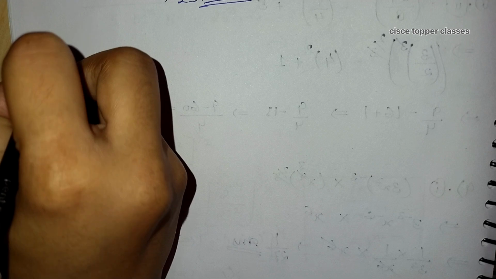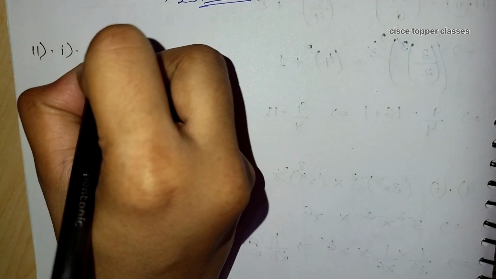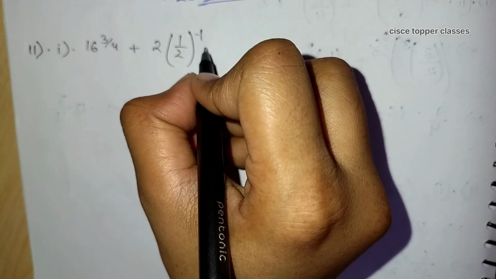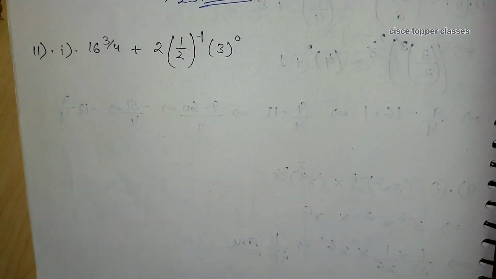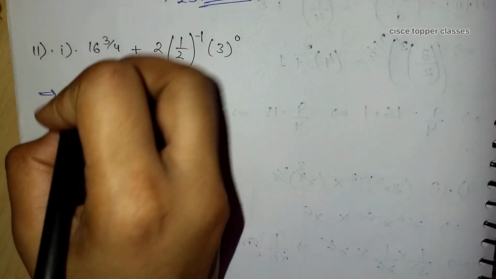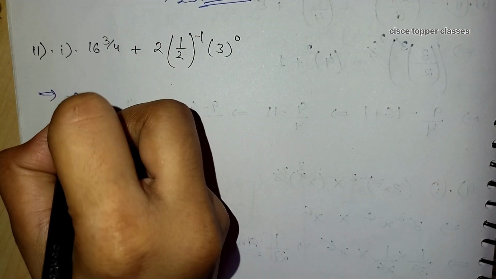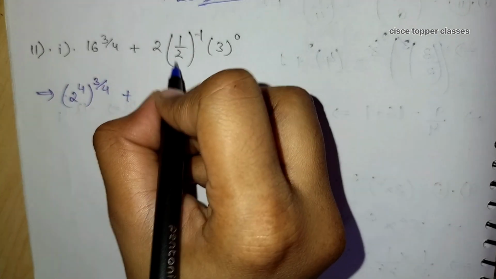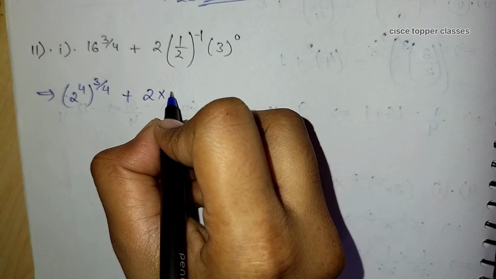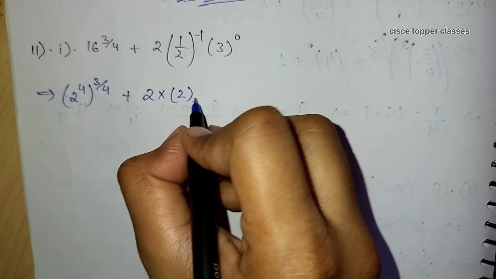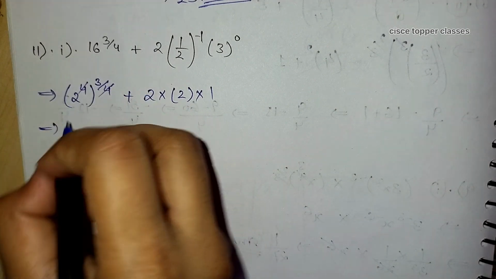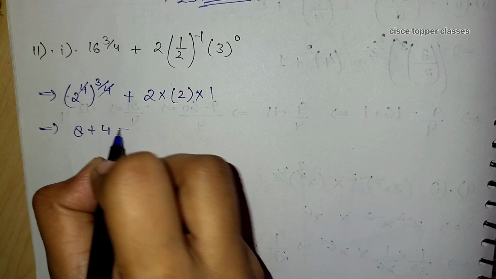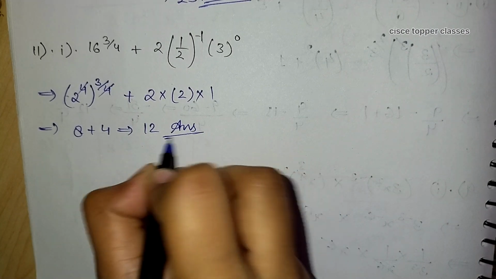Here we are going to solve the 11th first part, which is 16 to the power 3 by 4 plus 2 to the power minus 1 by 2 minus 1 multiplied by 3 to the power 0. 3 to the power 0 will be only 1 only. So here we can write as (2⁴) whole power 3 by 4 plus, on taking reciprocal, as 2 into 2 and into 1 here. So we can simply cancel out 4 and 4 here. So it will be 8 plus 4 is equal to 12 as the final answer here in this question.